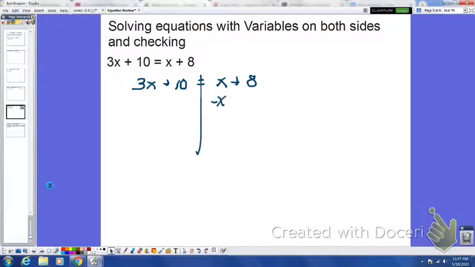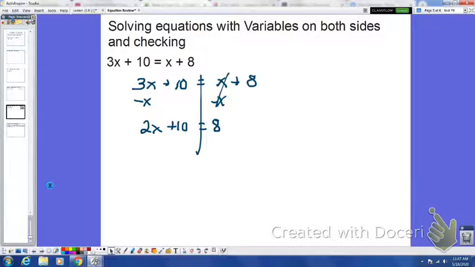by subtracting x from both sides. Keep in mind, subtracting x is the same as subtracting 1x. So x minus x is gone. We're left with just 8 on the right side. 3x minus x leaves us with 2x plus 10.